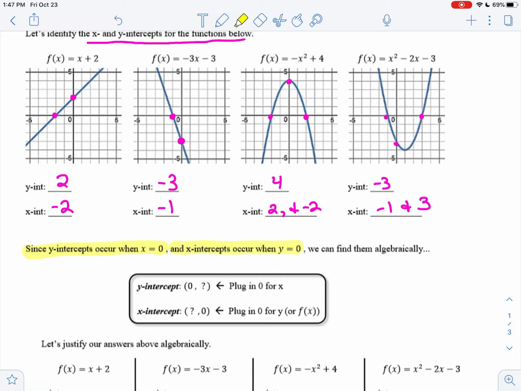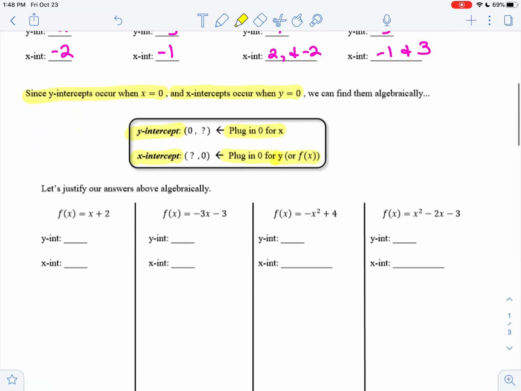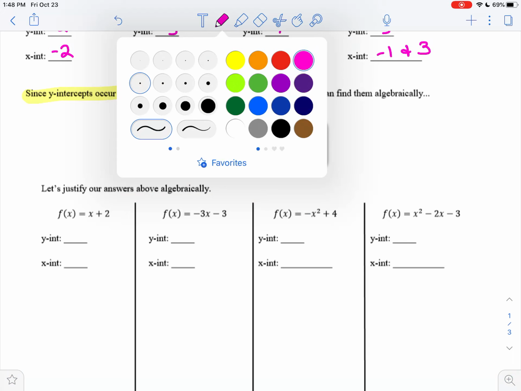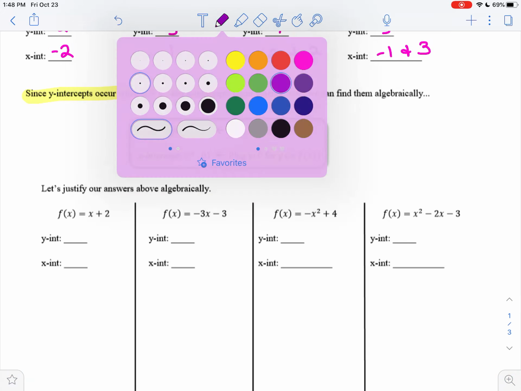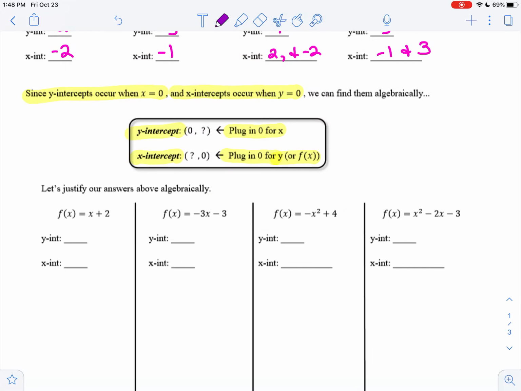Since y-intercepts occur when x equals 0 and x-intercepts occur when y equals 0, we can find them algebraically. So to find a y-intercept, remember you can plug in 0 for x. And to find an x-intercept, you can plug in 0 for y or for f of x. Okay, so let's do these algebraically. We can kind of verify our answers from above by using algebraic methods.